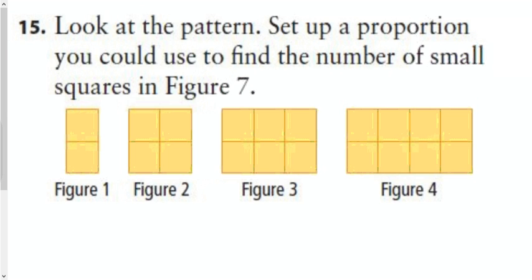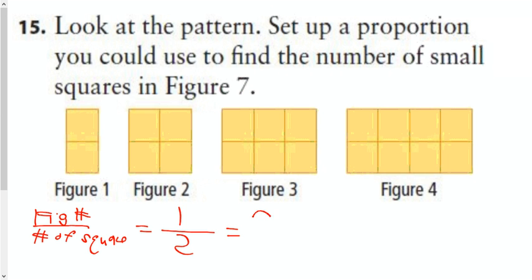Question 15 says, look at the pattern. Set up a proportion you could use to find the number of squares in figure 7. So if I set it up like this, figure number and number of squares. This is wild stuff. Figure number 1 has 2 squares. Figure number 2 has 4 squares. Is there a proportionality between figure number and number of squares? Are they proportionate? Yeah. And then figure 3 has 6 squares. Are they proportionate? Yes, they are. The figure number is half as much as the number of squares.